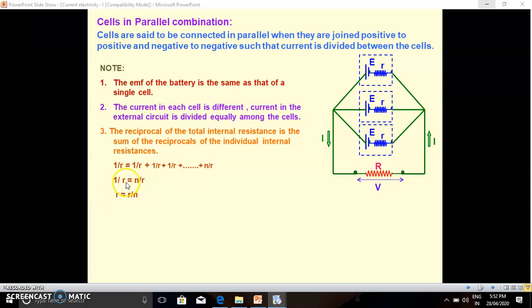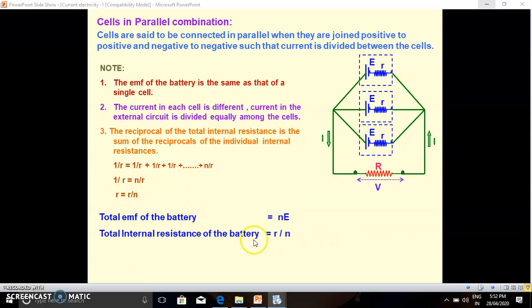But if you take the reciprocal, the value of internal resistance for this combination will be r upon n, that is 1 upon r is equal to n upon r, so r will be r upon n. So total EMF of the battery will be n into E, because n number of cells are connected, and each cell has EMF E. As we discussed in the previous case, number of cells into total EMF E. Then total internal resistance of the battery, as we just discussed, is r upon n.